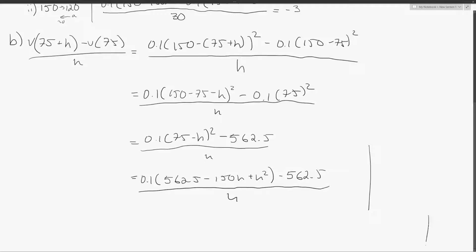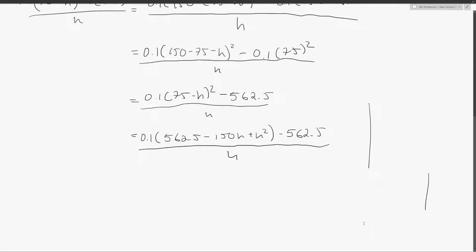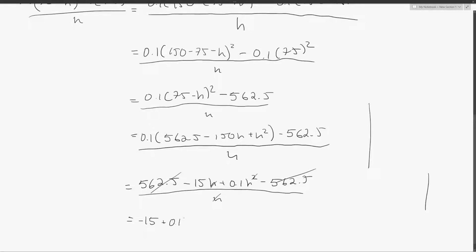From here we can finally expand and distribute the 0.1 to everything, and we would get 562.5 minus 15h plus 0.1h squared minus 562.5, all divided by h. As you can see, we can cancel these two out, and we can also cancel out the h's, because we have two terms with h on the top and an h at the bottom. So if we were to take out the h, we can factor it out. So as you can see, our final answer would be negative 15 plus 0.1h.